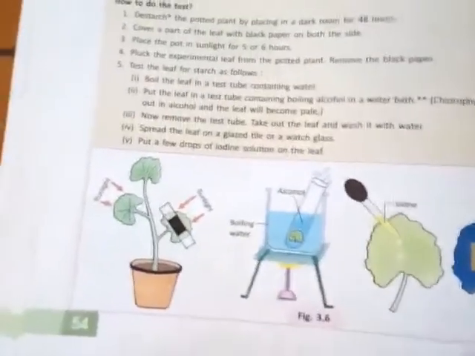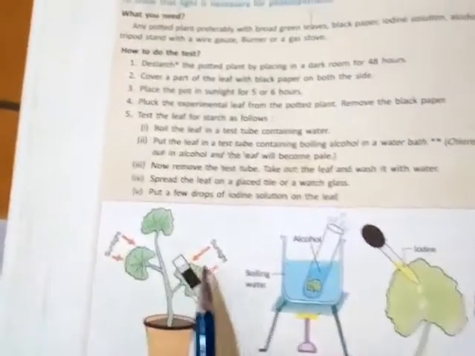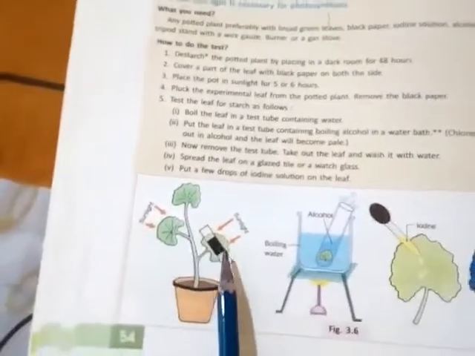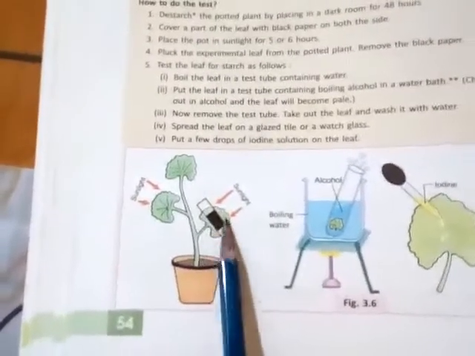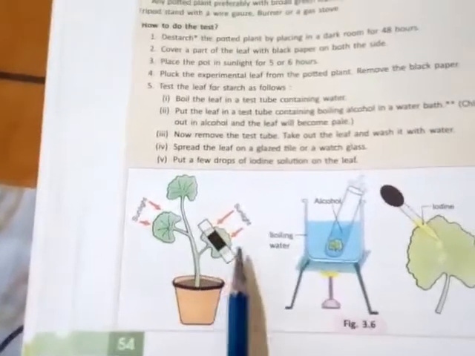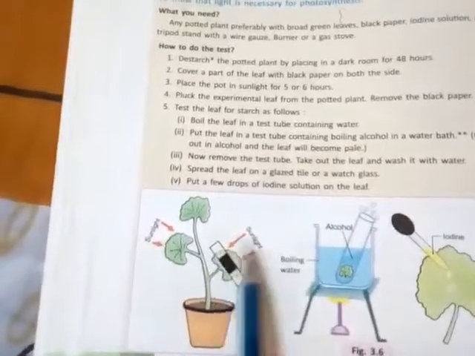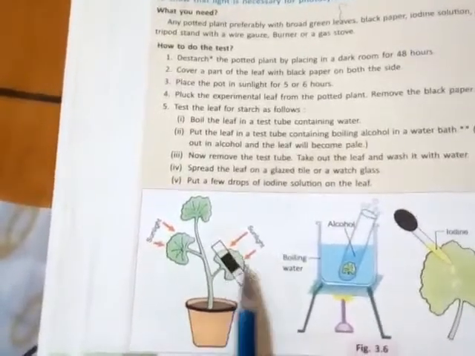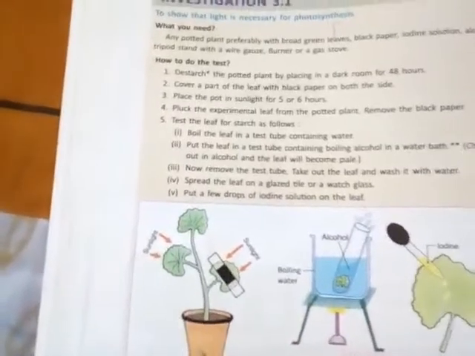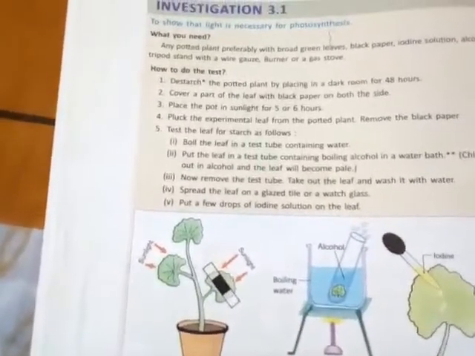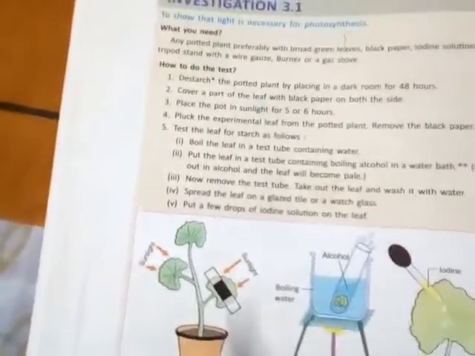First of all, we take one small plant, and some portions of its leaves are covered by black paper. Suppose I have covered some portions of the leaf with black paper or some aluminum foil. After that, 2 or 3 days later, we test it.